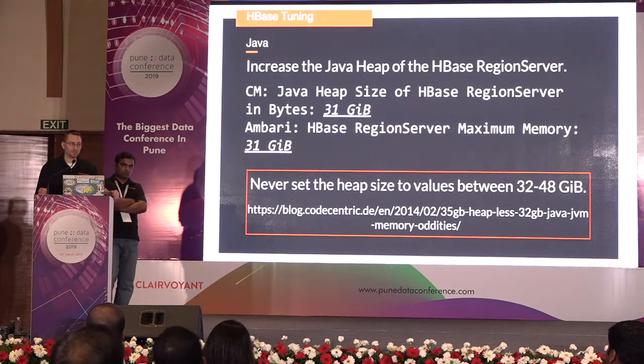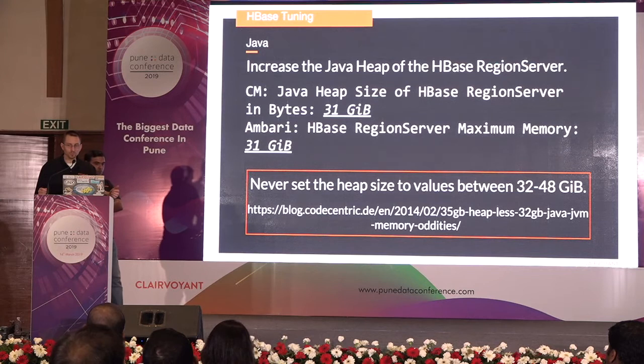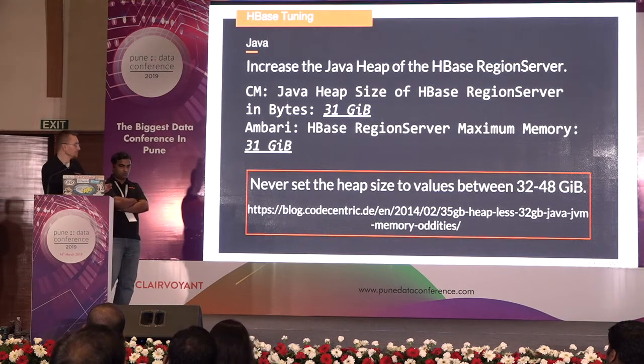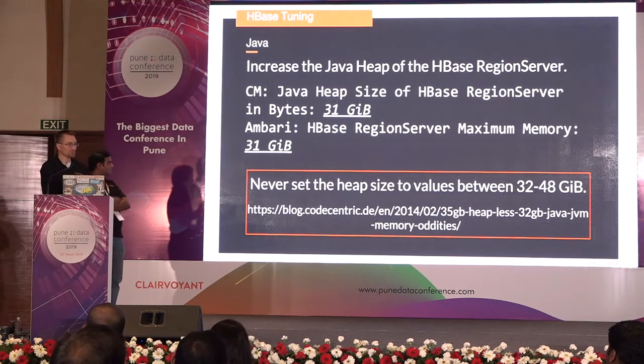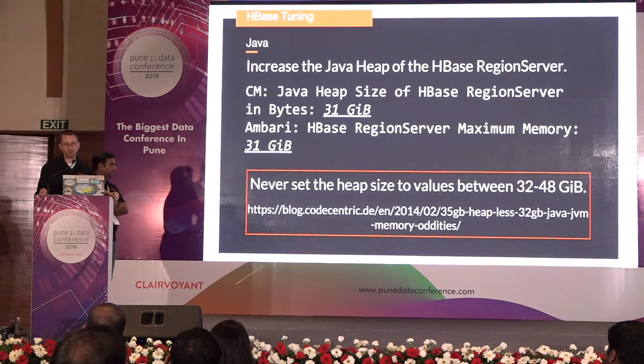And now all of a sudden, the amount of objects that you can store in memory that you can reference gets cut in half. So you actually lose the ability to store the same amount of objects at 32 gig than you had at 31 gig, or just before 32 gig. So the recommendation is don't do values of heap between these 2 points. Stop at 31 gig or go to 49 gig.